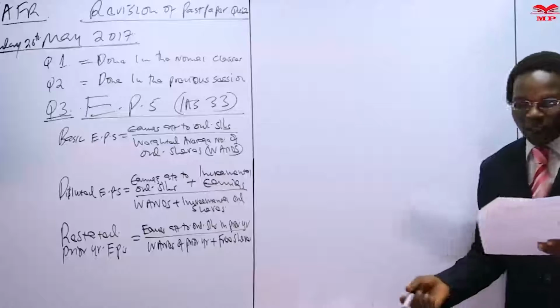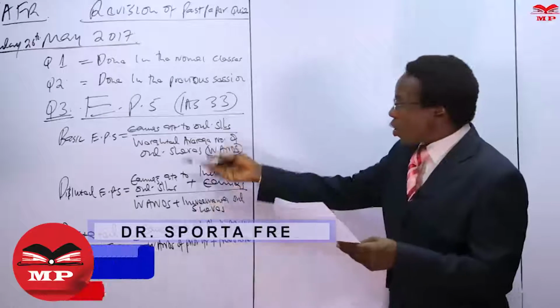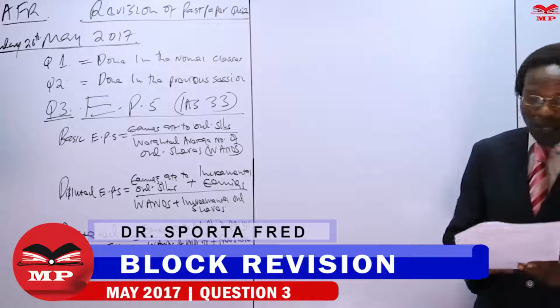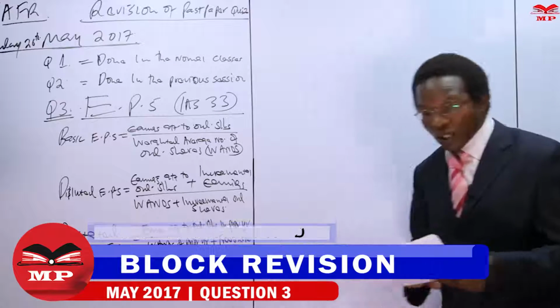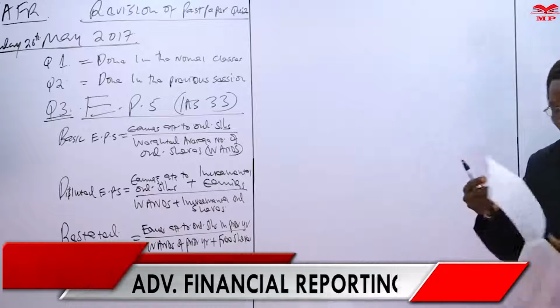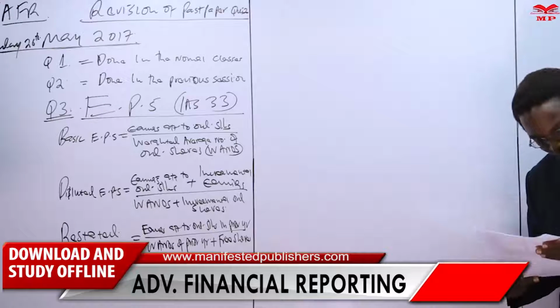So the basic earnings per share is straightforward. For A and B, we have done a recap, and the restated earnings per share we are going to do, but this one, for the rights issue, will definitely take a different direction.